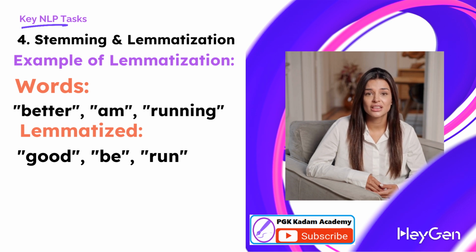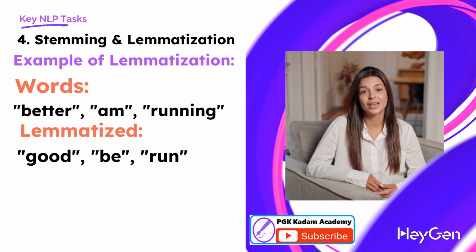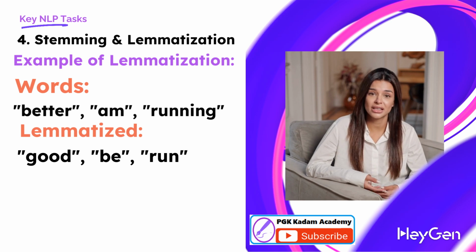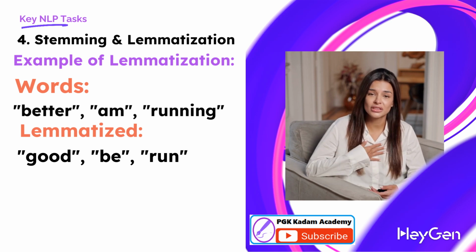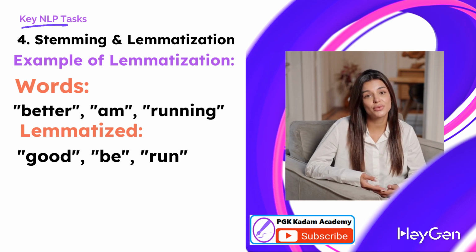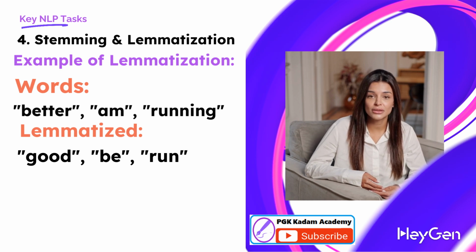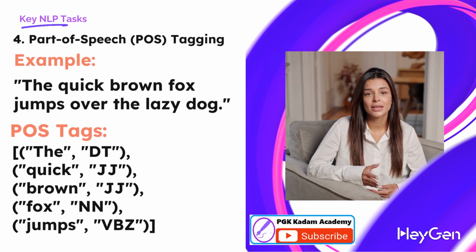In lemmatization, it transforms words to their canonical form based on context. Canonical form is a standard way of representing an object in a mathematical or computer science context. Example of lemmatization. Words: better, am, running. Lemmatized: good, be, run.